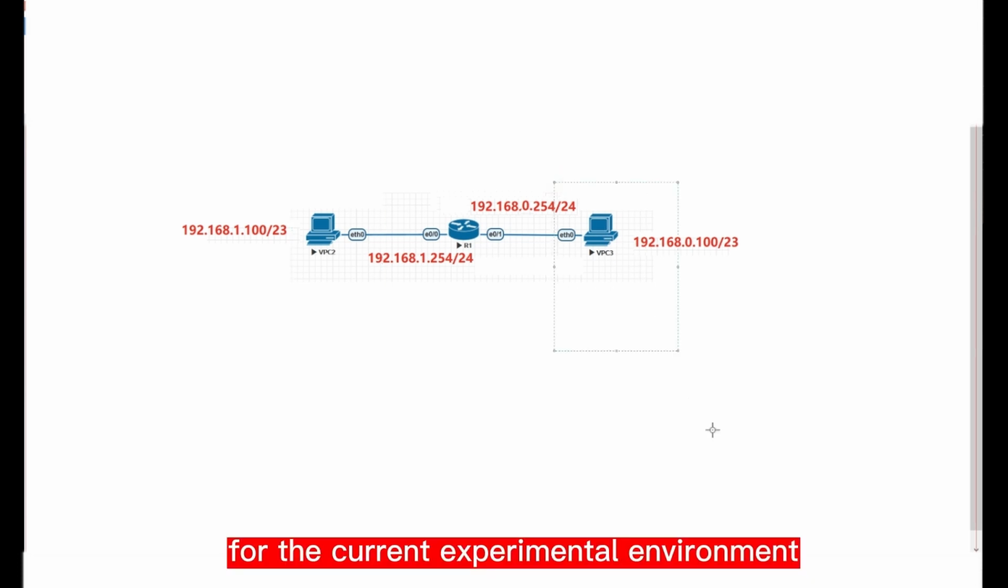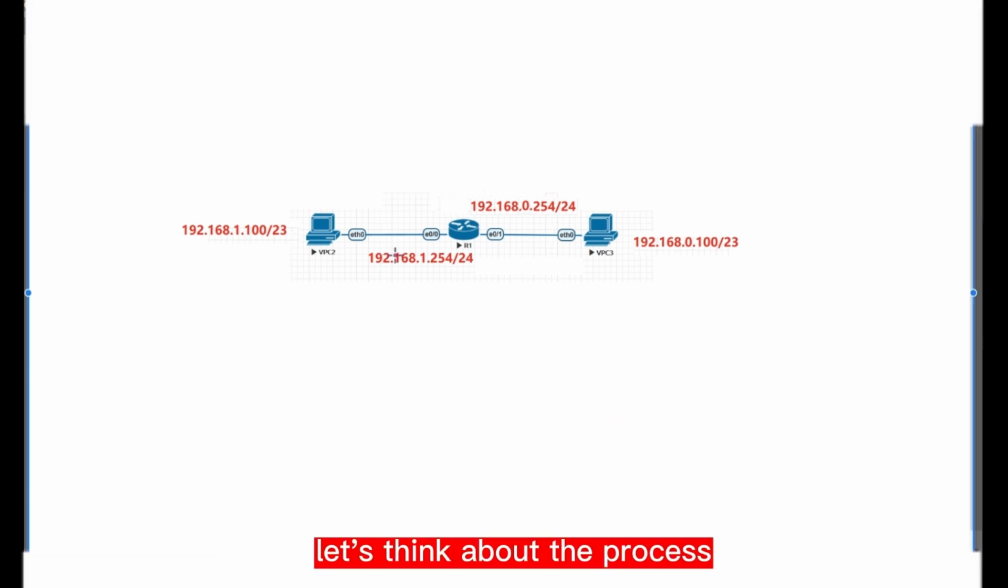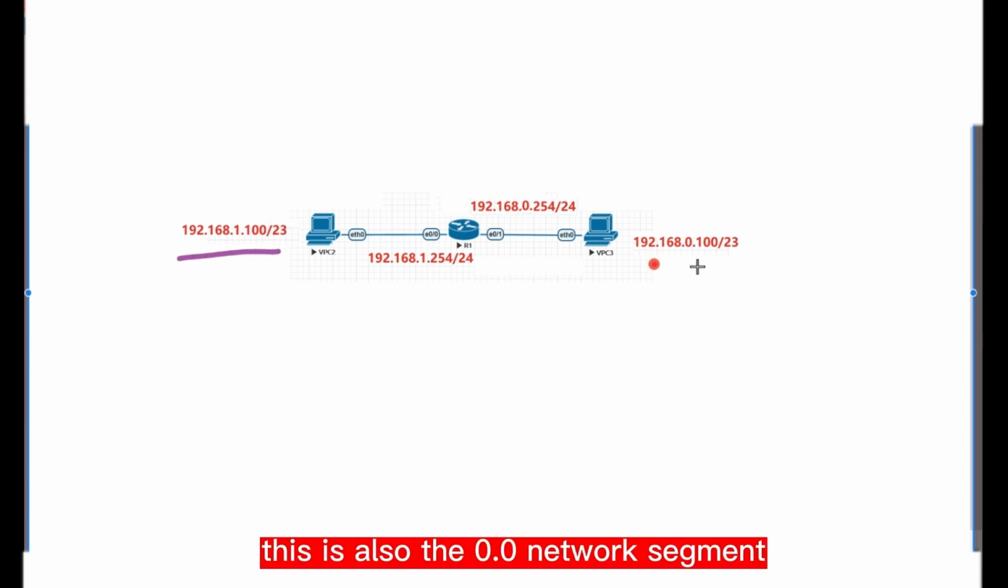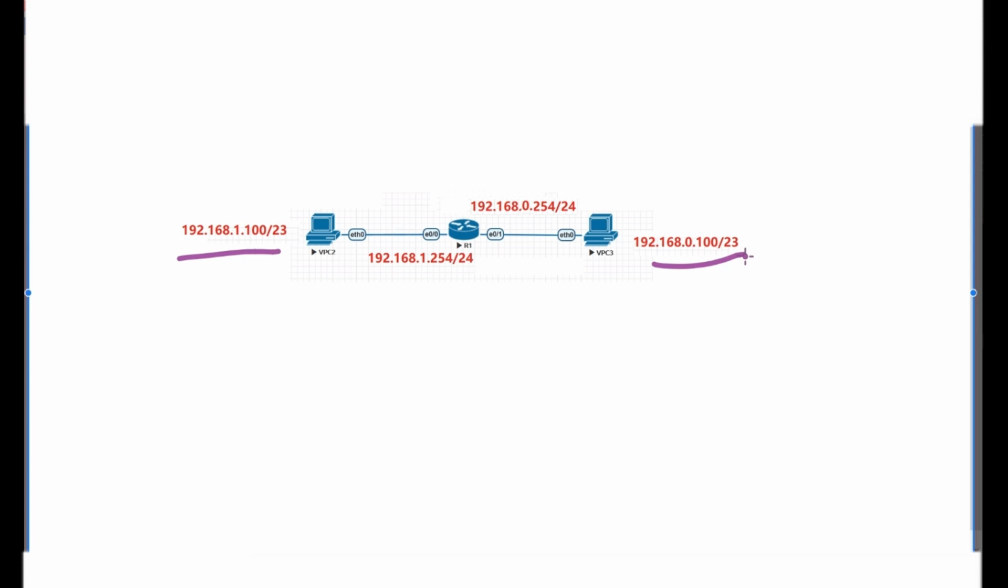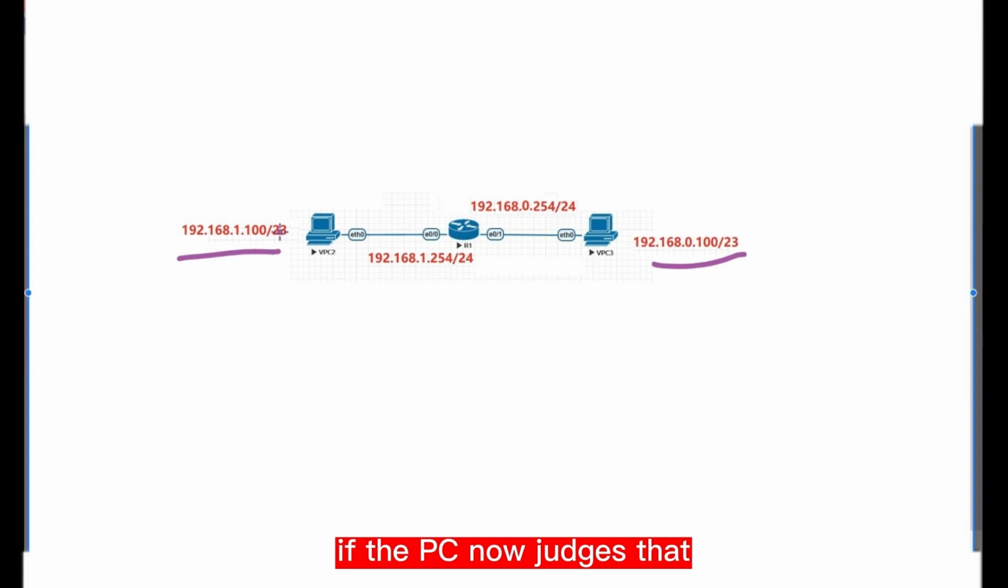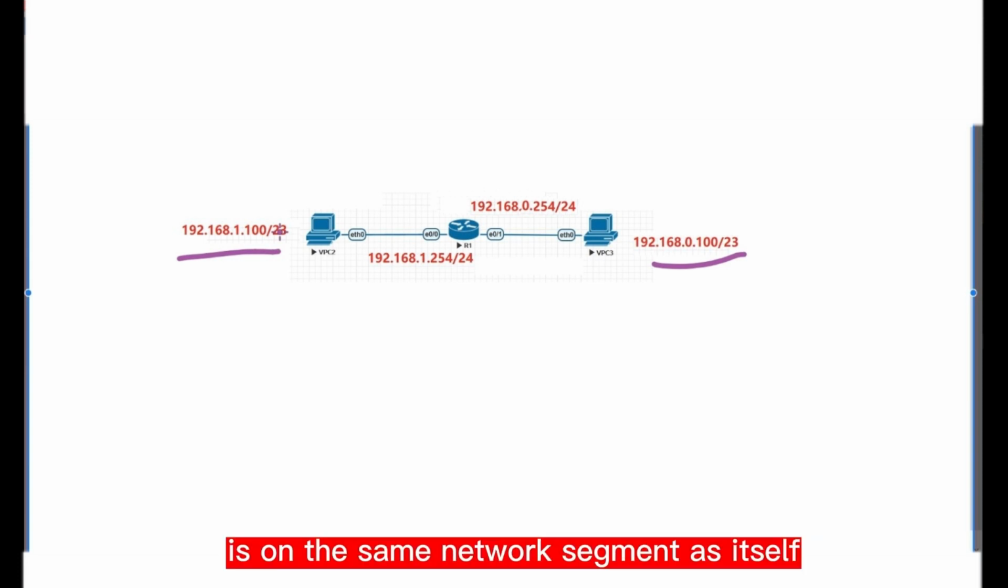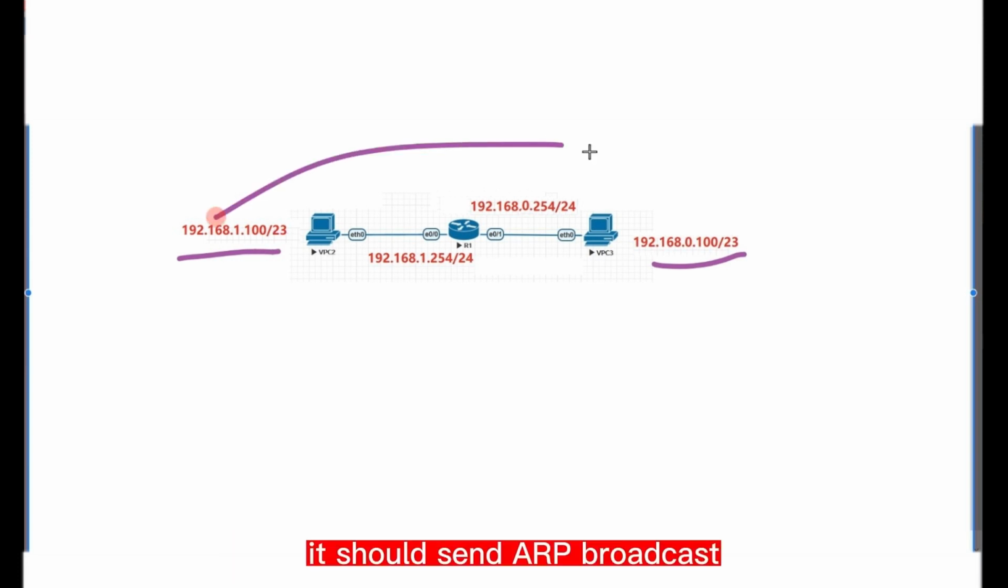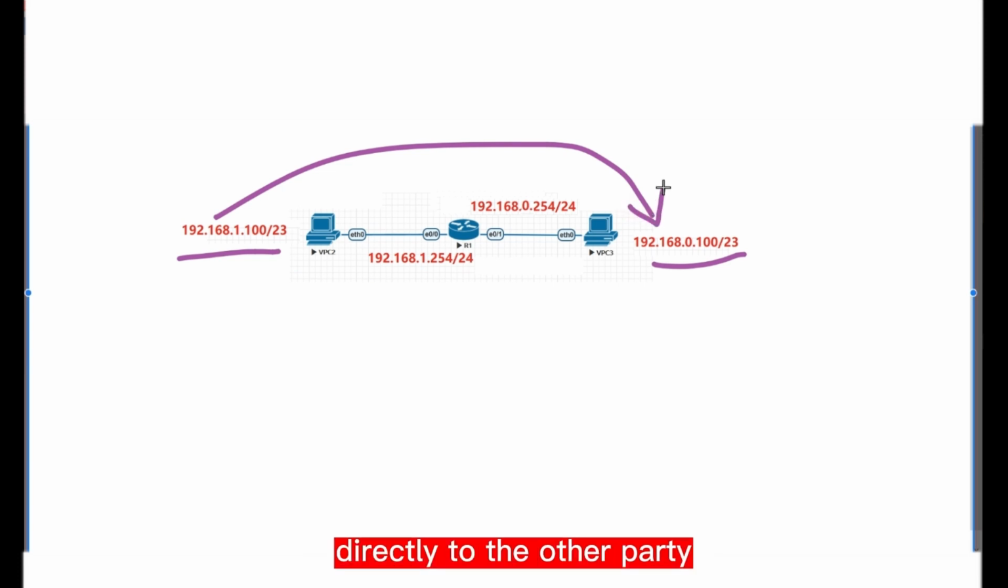For the current experimental environment, let's think about the process. First I ask everyone: if the left PC pings the right PC, can you ping through? What we say now is, this is the 192.168.0.0 network segment, and this is also the 192.168.0.0 network segment. Both are on the same network segment. If the PC judges that the other party is on the same network segment as itself, it should send an ARP broadcast directly to the other party to query the other party's MAC.